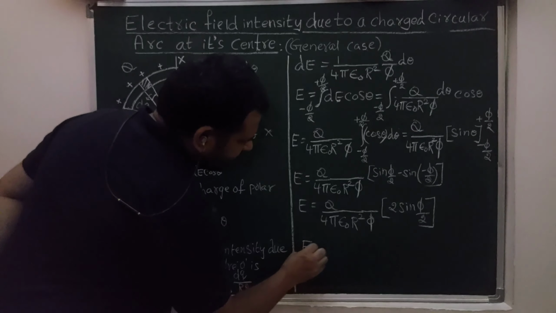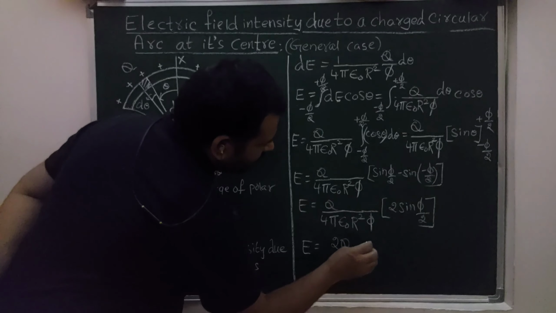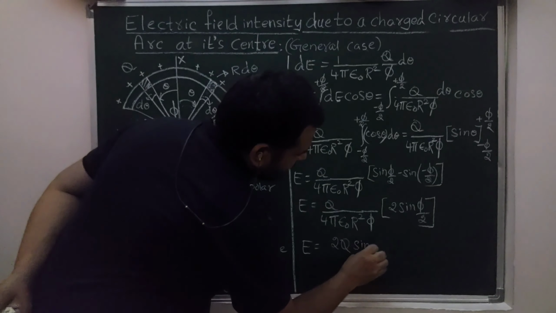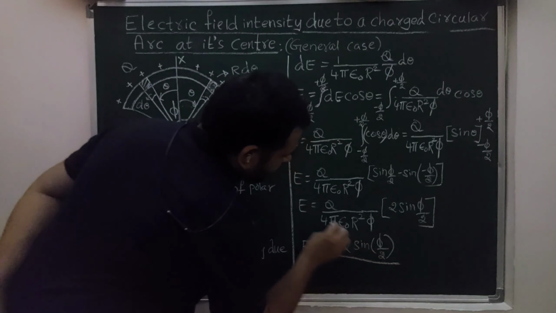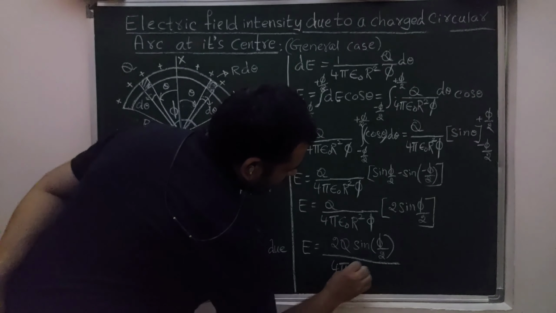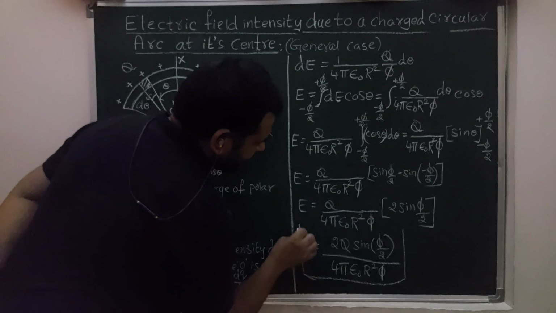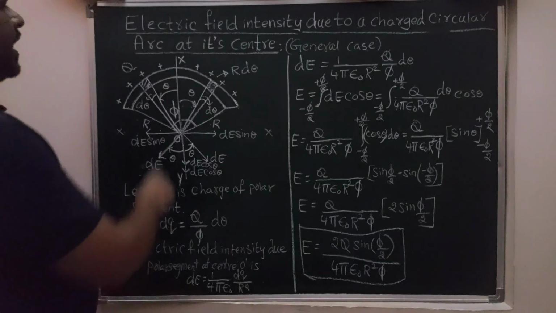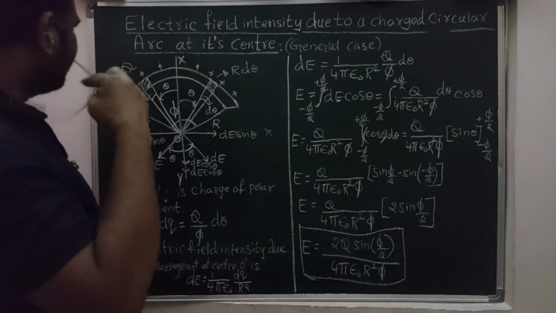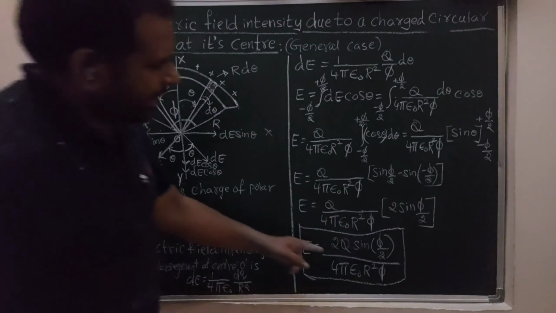Now E is equal to Q. Here 2 is there, so I am writing 2Q sine φ/2, all divided by 4π epsilon naught r square into φ. So this is the resultant electric field intensity at the center of the arc of a circular charged ring. This is the final expression.